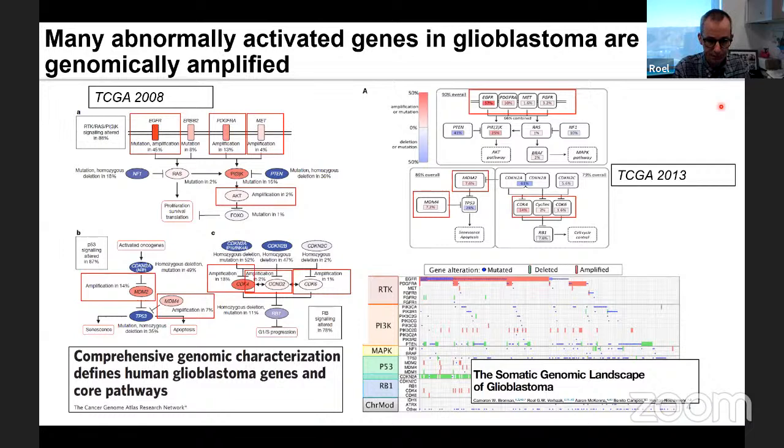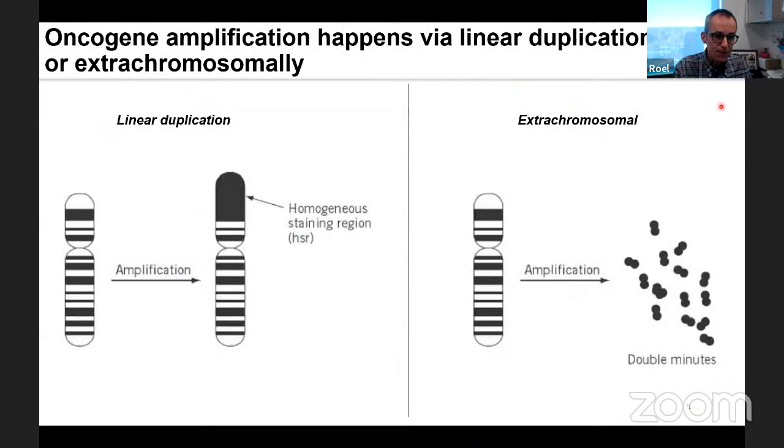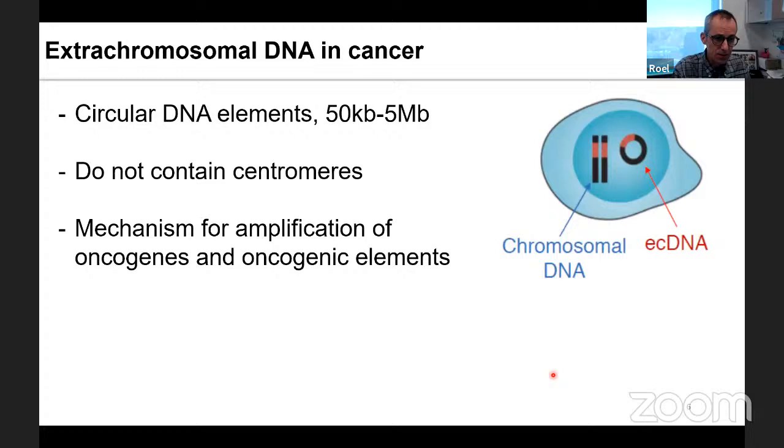Now, it has long been known that oncogene amplification can happen via linear duplications, which show up in cytogenetic stains as homogeneous staining regions, or HSRs, or it can occur extrachromosomally. These extrachromosomal DNA elements have traditionally been labeled double minutes. Extrachromosomal DNA in cancer, or ecDNA in short, as we have relabeled it more recently, are circular DNA elements that range in size from 50 kilobases to about 5 megabases. These are certainly not hard cutoffs, but the spread of what we typically see.